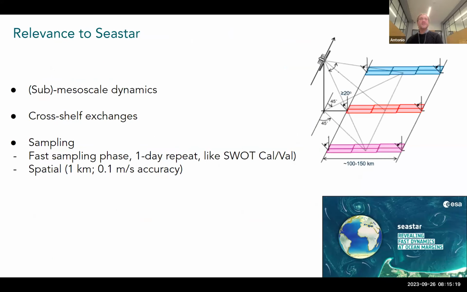So, to summarize how we see this: the study on the Lofoten Basin and the Norwegian coastal current is relevant to SEASTAR for sub-mesoscale dynamics and cross-shelf exchanges. When it comes to fast dynamics at ocean margins, these kinds of processes are more than relevant. And then also for the sampling, having the added value of a repeat orbit, like the SWOT Cal/Val phase, and also the requirement in terms of accuracy when you go down to kilometric scales of sampling.